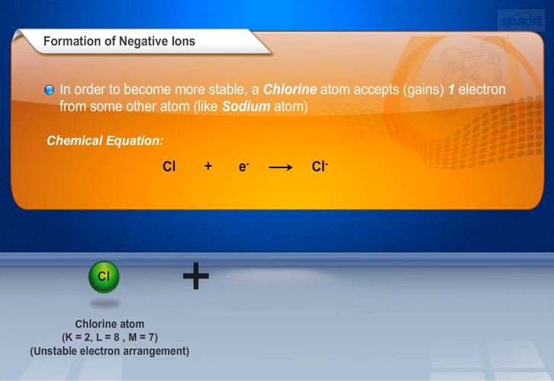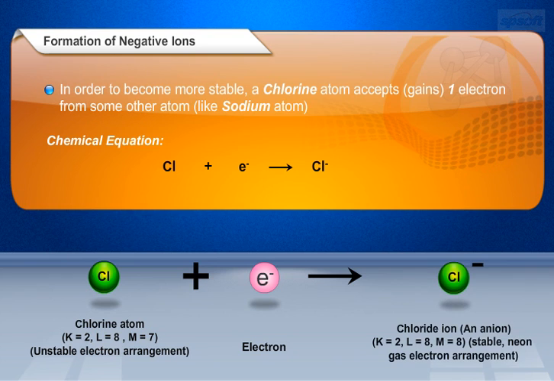The chemical equation for a stable chloride ion is: a chlorine atom has an unstable electron arrangement K equals 2, L equals 8, M equals 7, it gains an electron to give a stable chloride ion, that is, an anion, with a neon gas electron arrangement of K equals 2, L equals 8, M equals 8.